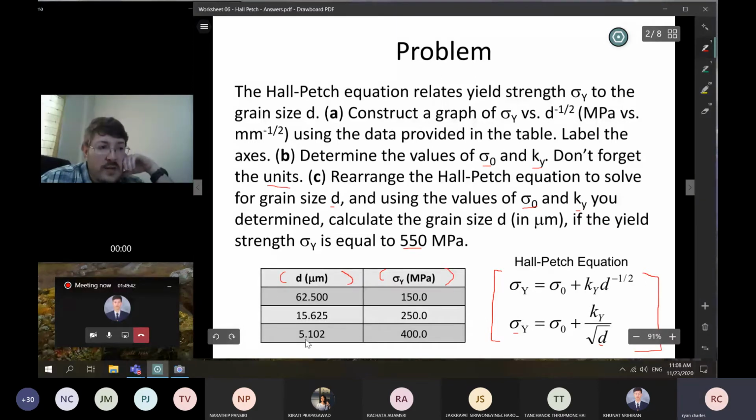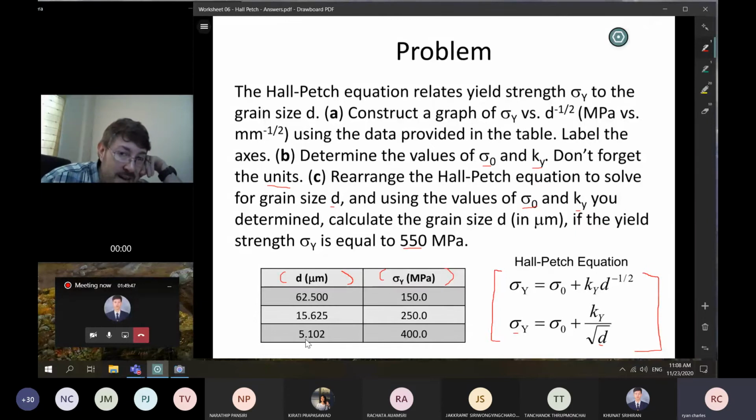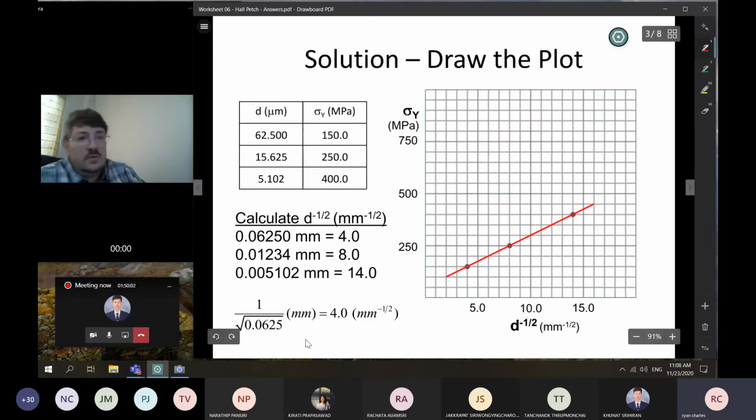How much smaller do I have to make the grains? 4 microns? 1 micron? Nanometers? What is it? So you have data, and if you have math to describe the data, you can use it to extrapolate or interpolate sometimes, to ask what-if questions. And so you have this.